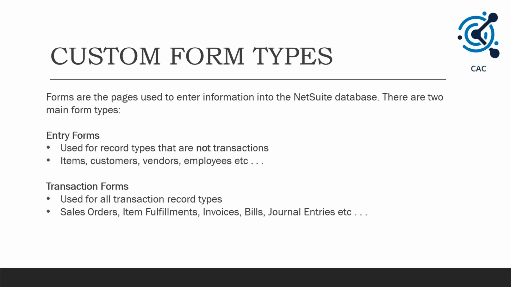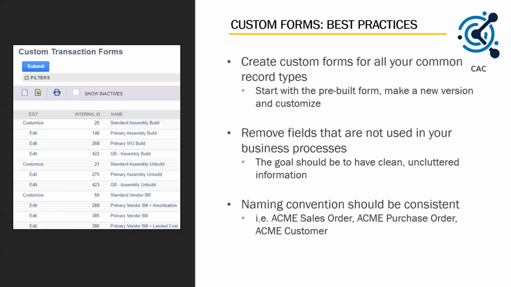Then we have transaction forms. These are used for all transaction record types. Examples are sales orders, item fulfillments, invoices, bills, journal entries, etc. So custom forms, we have entry forms, transaction forms. So we'll talk about our best practices when it comes to custom forms. I have a screenshot here of some of the custom transaction forms. So if you go to the custom transaction form page, you'll see a bunch of this stuff. And I'll go through this in a demo here in a bit as well.